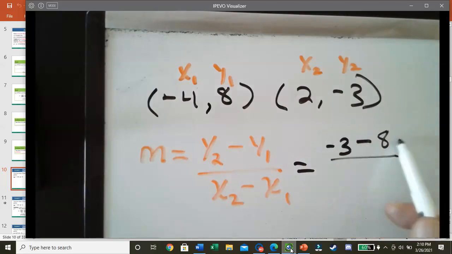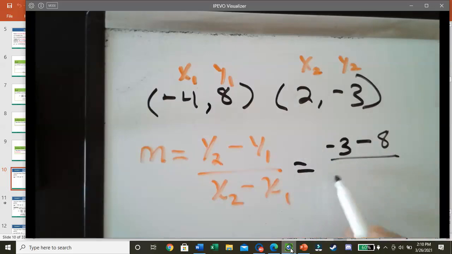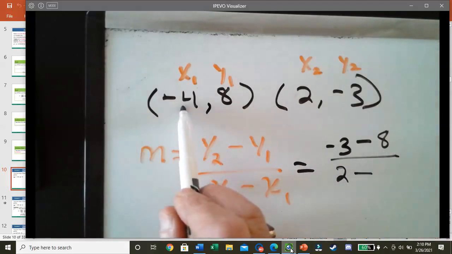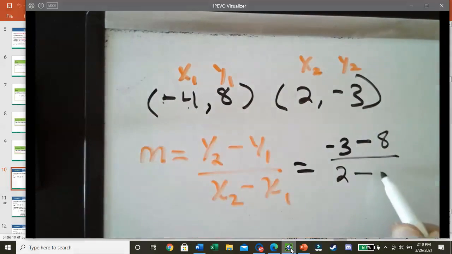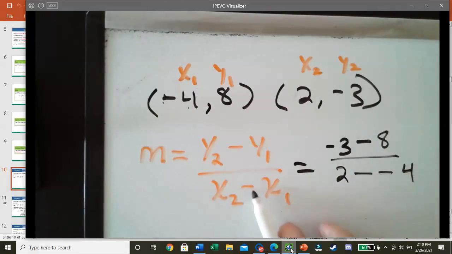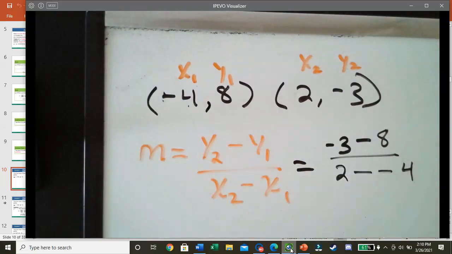So this is your change in your y values. Now we look at x2. Well, what's x2? 2. Minus x1, which is -4, so it's minus a -4. This minus is the minus for the equation. This minus is the minus for x1. So you've got 2 negatives. Well, minus a negative is a what?